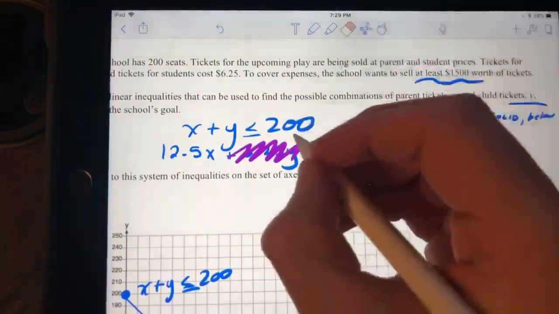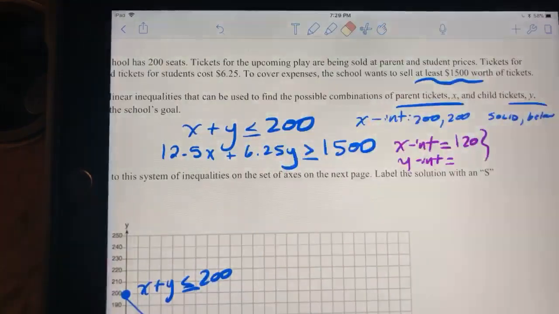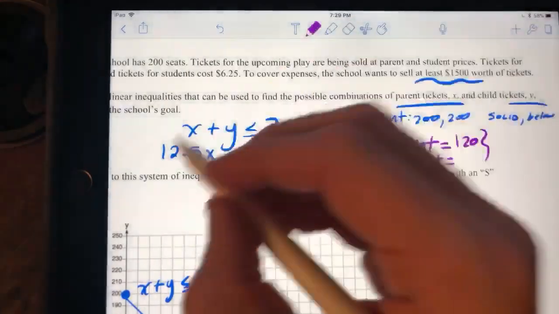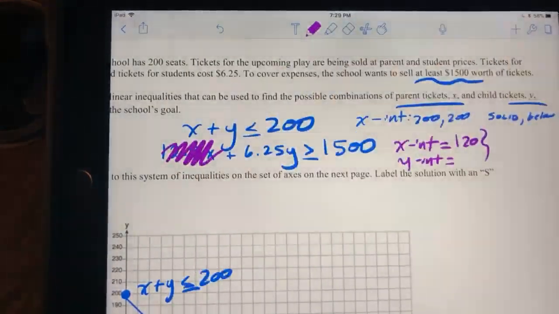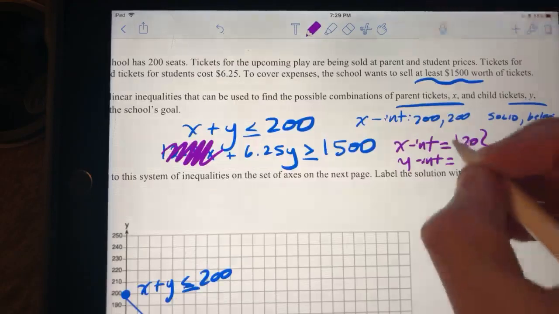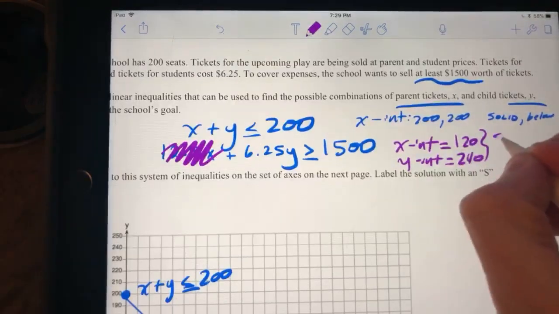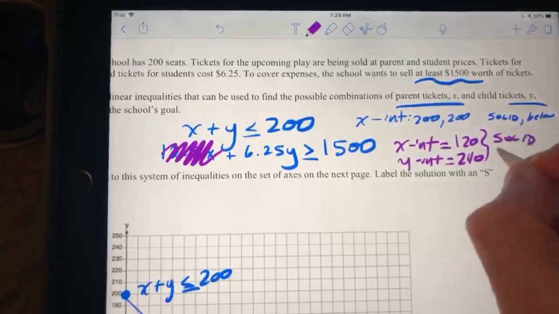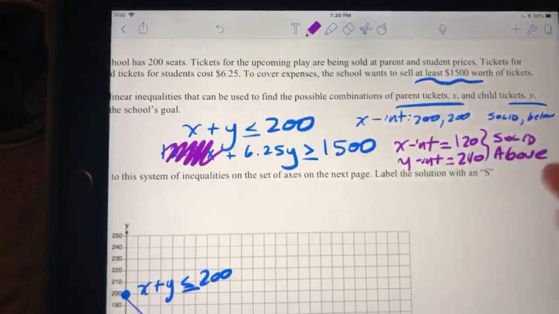The y-intercept, oh shoot, now I can't erase this. Okay. Pretend x isn't there. Right, when I'm saying pretend it's not there, that's because it's really a 0. The pretend thing just kind of helps you calculate it quickly. Divide 1,500 by 6.25, we get 240. This is going to be solid, but above. Why is it above? It says greater than or equal to.